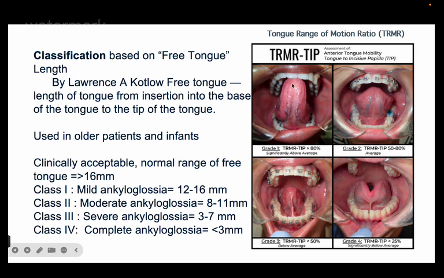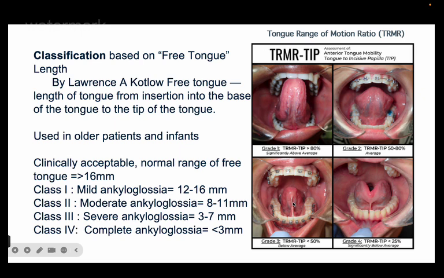So this is the measurements which is graded. This is the grading of the thing. So this is another classification. When the movement is greater than 80%, it becomes a grade 1. If it is 50 to 80%, the patient can move the tongue inside, but they cannot touch the palate or the tip of the incisors. It becomes 50 to 80.